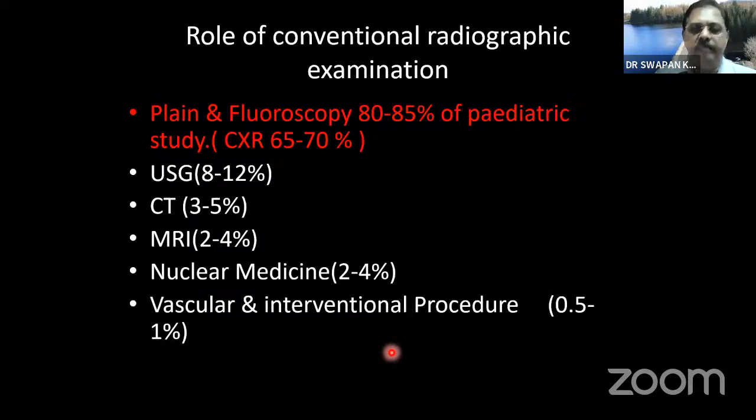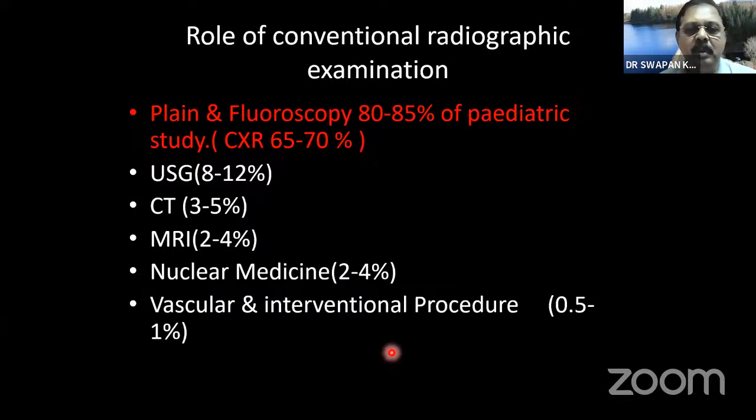So after you have learned about CT and MRI, and in the later part you will also be listening to the USG of the brain, I'm telling you, at least 65 to 70% of the radiological examinations we do are the chest X-ray. The rest, USG is about 10%, CT and MRI almost 5%, and the others are nuclear and vascular.